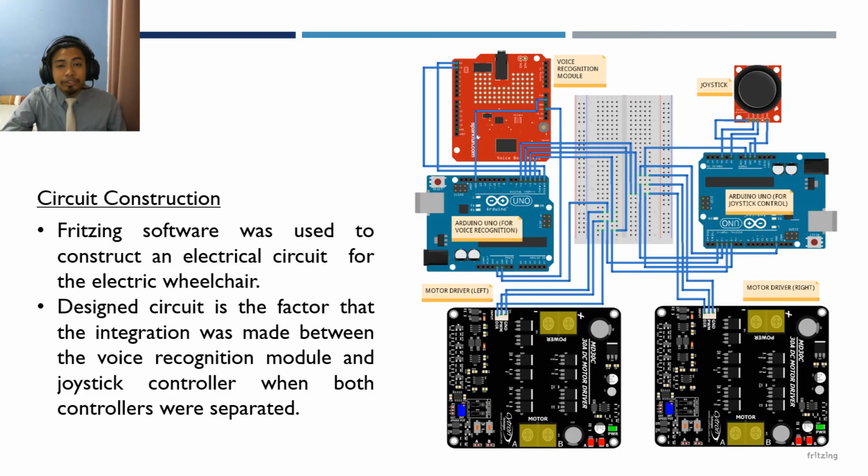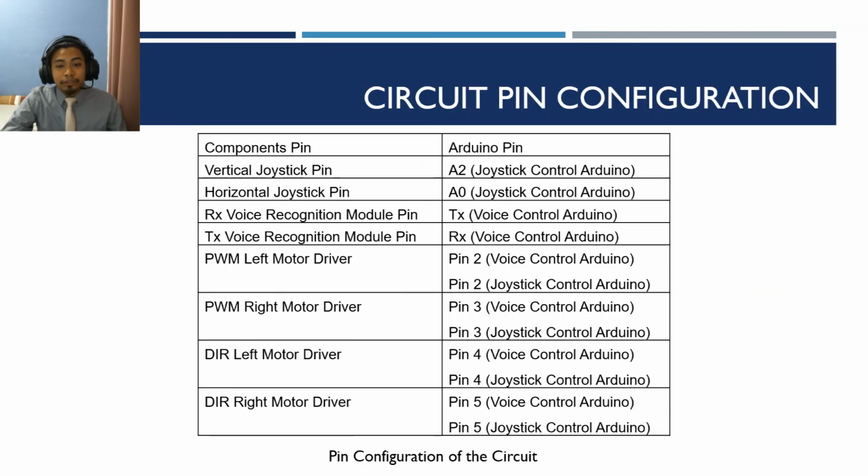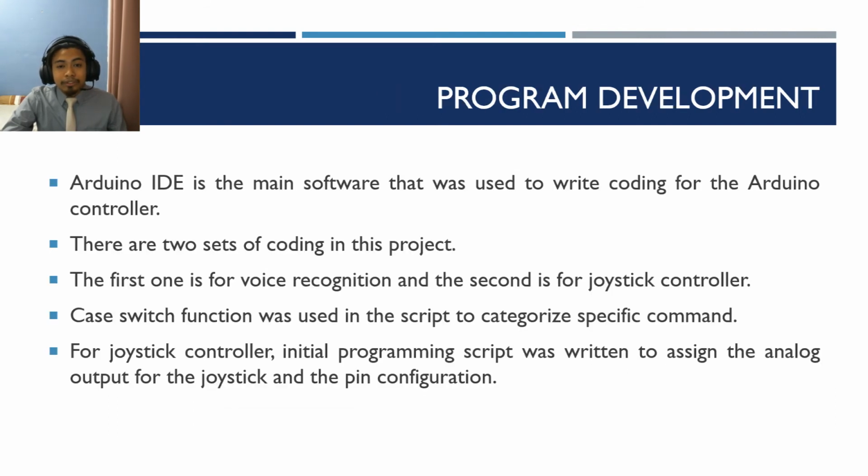Next, this is the project circuit construction using Fritzing. These are the pin configurations for the electric circuit. The program of this project was written in Arduino IDE and has two sets of coding, one for the voice recognition module and one for the joystick controller. Case function was used in this voice recognition coding, while if else was used in joystick controller coding.